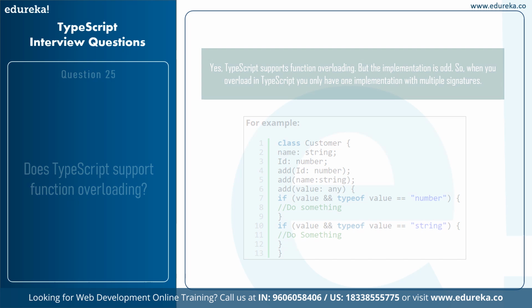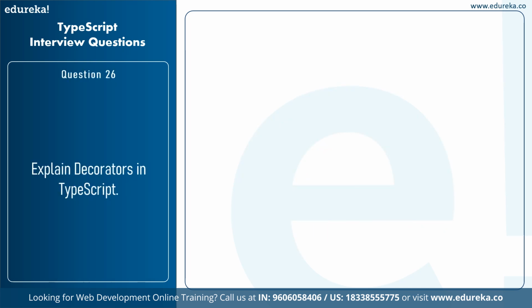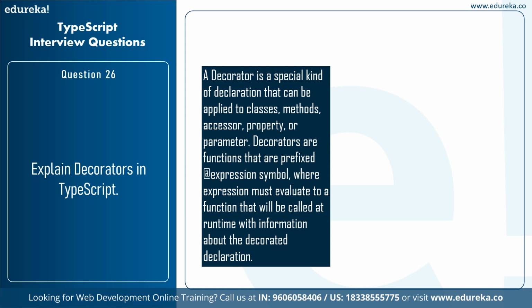Now moving on to the next question, explain decorators in TypeScript. Now a decorator is a special kind of declaration that can be applied to classes, methods, accessor, property, or parameter. Now decorators are functions that are prefixed with the @expression symbol, where expression must evaluate to a function that will be called at runtime with information about the decorated declaration. Now TypeScript decorators serve the purpose of adding both annotations and metadata to the existing code in a declarative way.